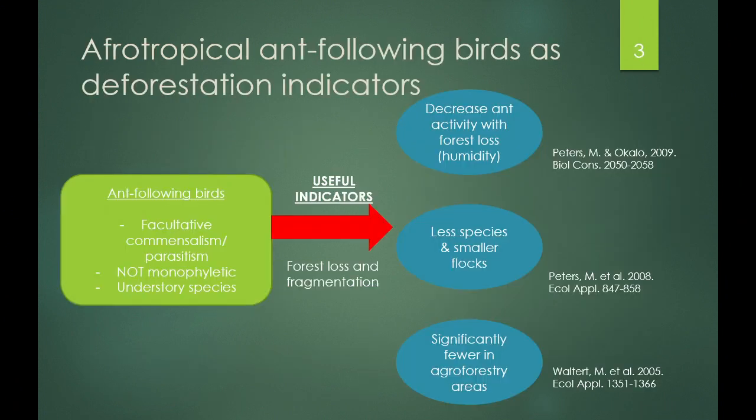The idea is that Afrotropical ant-following birds are really good indicators of habitat loss. They follow ants of the genus Dorylus, and they have a facultative commensalism with the ants, and they depend on the ants a lot. So when you have fewer ants due to less humidity in areas without forests, you have fewer birds. You have significantly smaller flocks with fewer species and fewer individuals. Based on this, we thought maybe we can use ant-following birds to establish forest cover thresholds and to know how much forest we need to conserve.